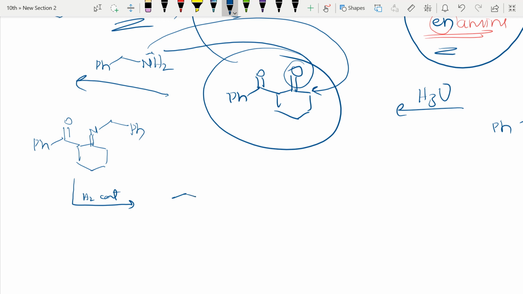I can rearrange and write it like this. You should not get confused. PhC double bond O, same thing, I have kept this the same. Here the double bond N was there, now single bond NH. Since I am adding hydrogen with the catalyst, this ketone group will also be reduced to alcohol, like this, OH it will get. Single bond it is, and here also the double bond becomes single bond, and here H it will get, CH2Ph. I hope you got how I got that, right?